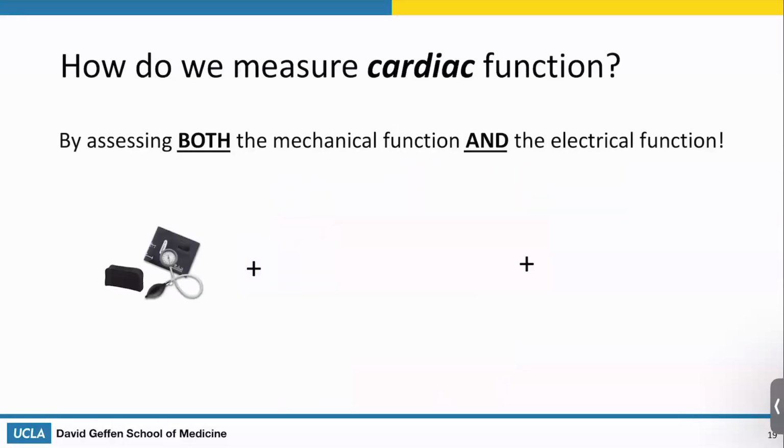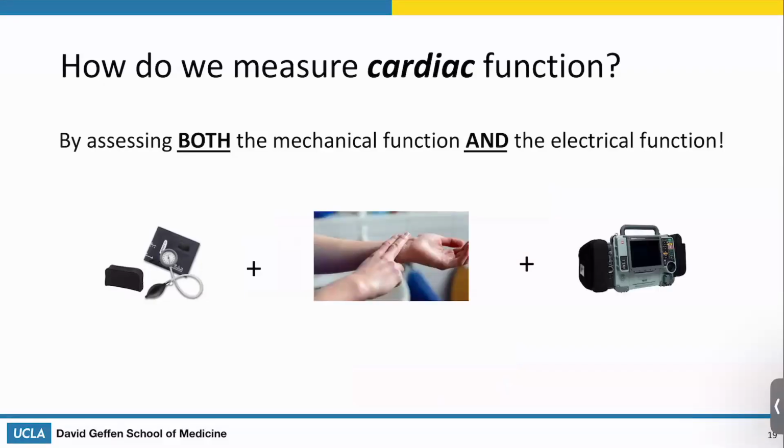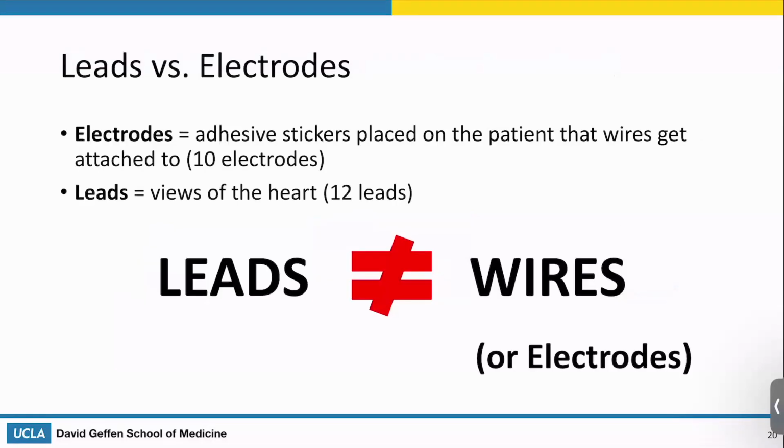So when assessing both mechanical and electrical function, we want a blood pressure cuff, we want to feel the pulse, and we want to put them on the cardiac monitor, because that's going to show us all the functioning, mechanical and electrical, and make sure that it's actually producing a pulse. Because if it's not producing a pulse, it's not getting blood flow, and that's what's important. We need blood to our tissues, organs, and cells. The blood is going to carry oxygen and glucose and important things that we need to have throughout our body.